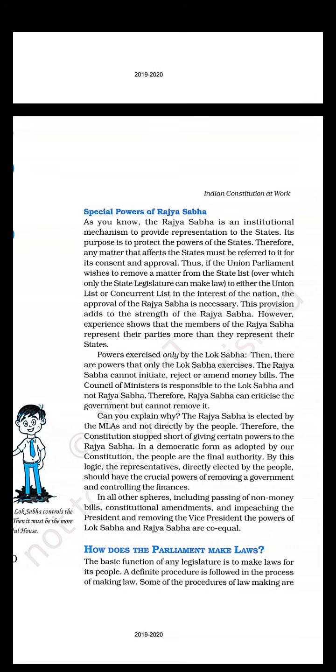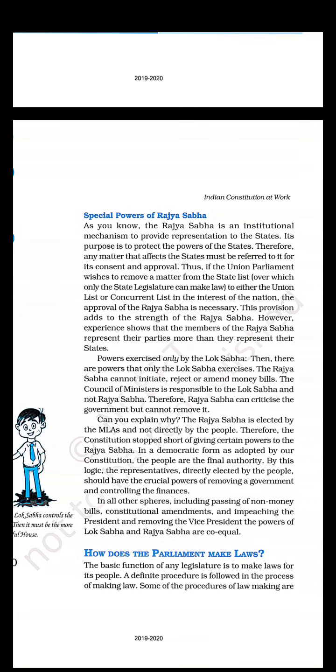Can you explain why the Rajya Sabha is elected by the MLAs and not directly by the people? Lok Sabha is more important than Rajya Sabha because Lok Sabha is the house of the people, and because India is a democratic country and the constitution makers wanted to make the people powerful. That's why Lok Sabha is more powerful than Rajya Sabha.